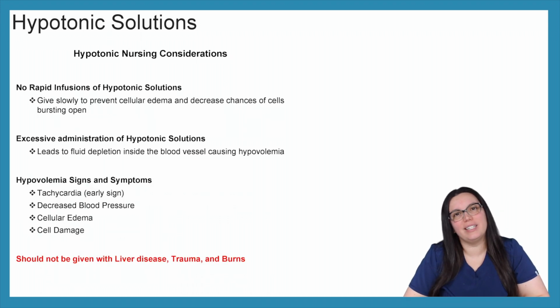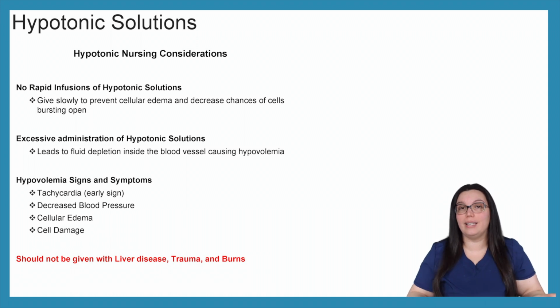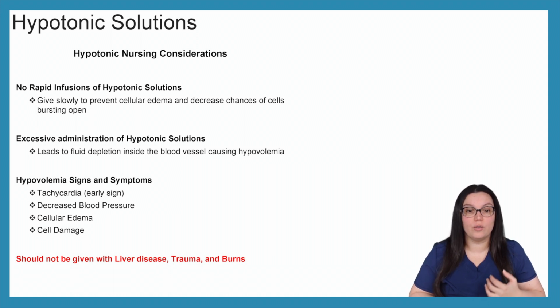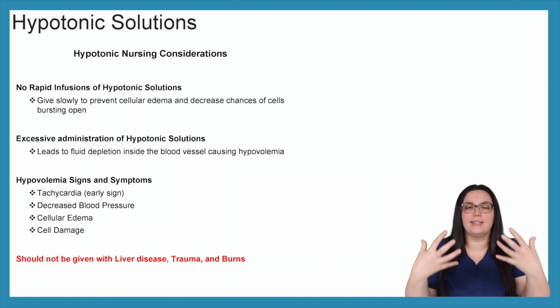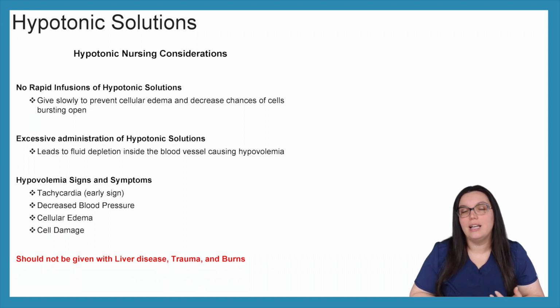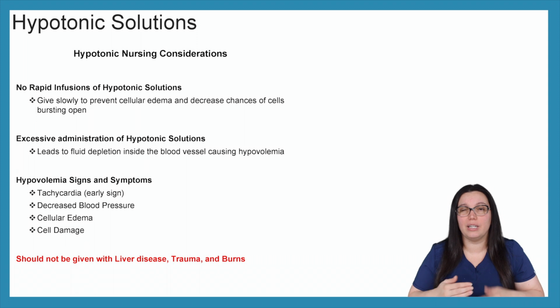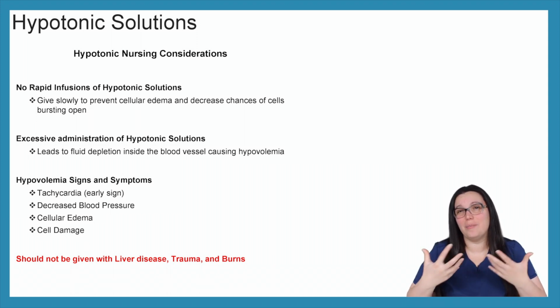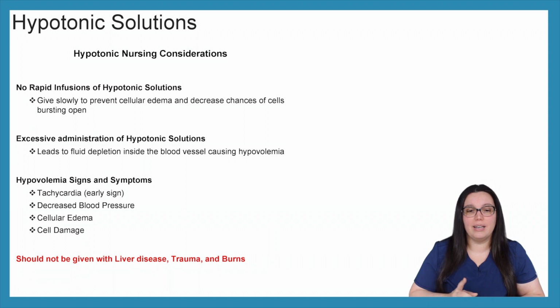So what are some nursing considerations that we need to consider when giving hypotonic solutions? Well, one is we don't want to give this via rapid infusions. Why? We want to give this slowly to prevent cellular edema and decrease the chances of cells bursting open if we're giving it too quickly. We also want to make sure that we're not giving an excessive amount of these solutions, because that can lead to fluid depletion inside the blood vessel, causing hypovolemia.